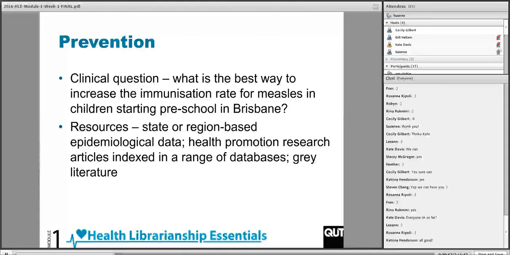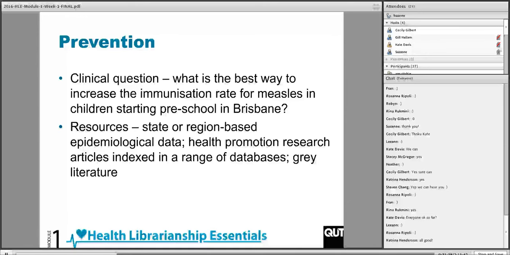And a clinician treating a child with measles would encourage the parents to ensure that the whole family's immunisation schedule is up to date. A public health physician or a health promotion officer would be interested in prevention at the population level, as well as needing to know rates of immunisation in their local area. So they might ask the health librarian to search for any studies on the effectiveness of various strategies to increase immunisation rates. So the clinical question on your screen, what's the best way to increase the immunisation rate for measles in children starting preschool in Brisbane, is an example of that kind of question.